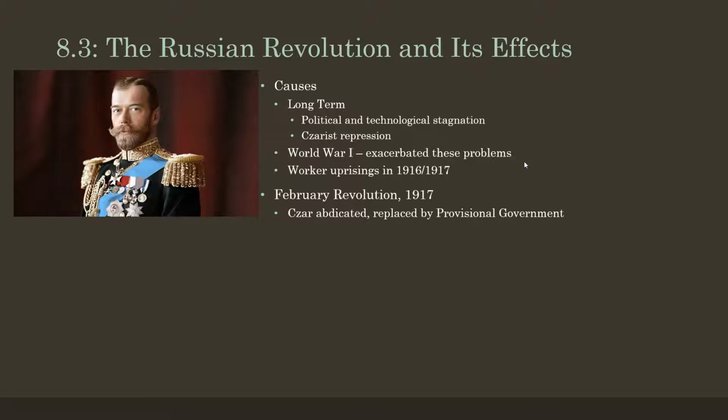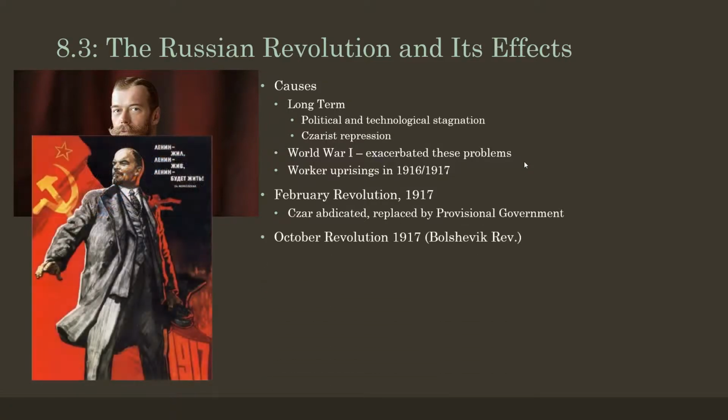This does not go over well with many in Russia, and certainly the radical left, who want an end to the war at all costs. And so we get a second revolution in October of 1917. And this is the more famous. When people talk about the Russian Revolution, they're talking about the Bolshevik Revolution of October of 1917.